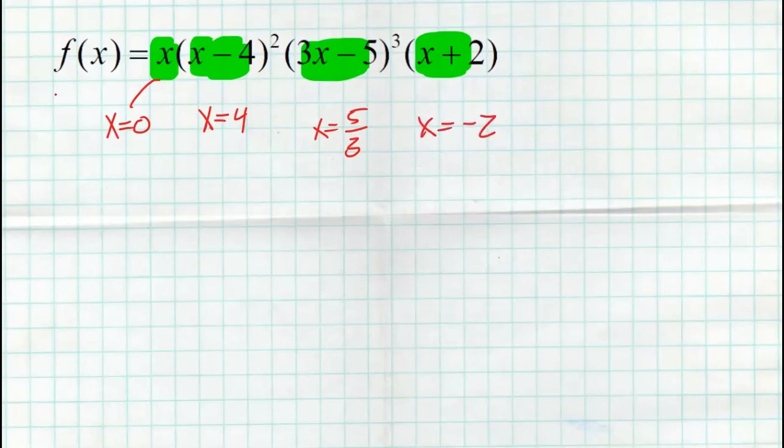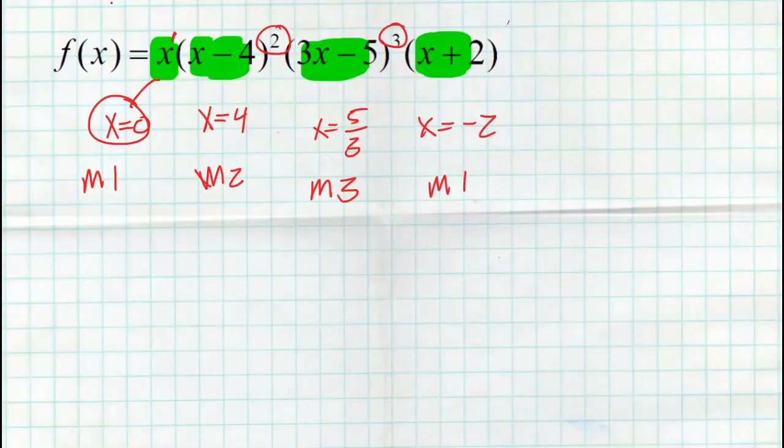But they don't all have the same multiplicities. x equals 0 has a multiplicity of 1. It only appears one time. So I'm going to write m1, multiplicity of 1. The x equals 4 appears twice, so that's actually going to have a multiplicity of 2. It's an even multiplicity. The 5/3 has a multiplicity of 3 because it's repeated 3 times. And the negative 2 has a multiplicity of 1 because, again, it's only repeated 1 time. So it's really important that you know how to look at a polynomial and understand the multiplicities.